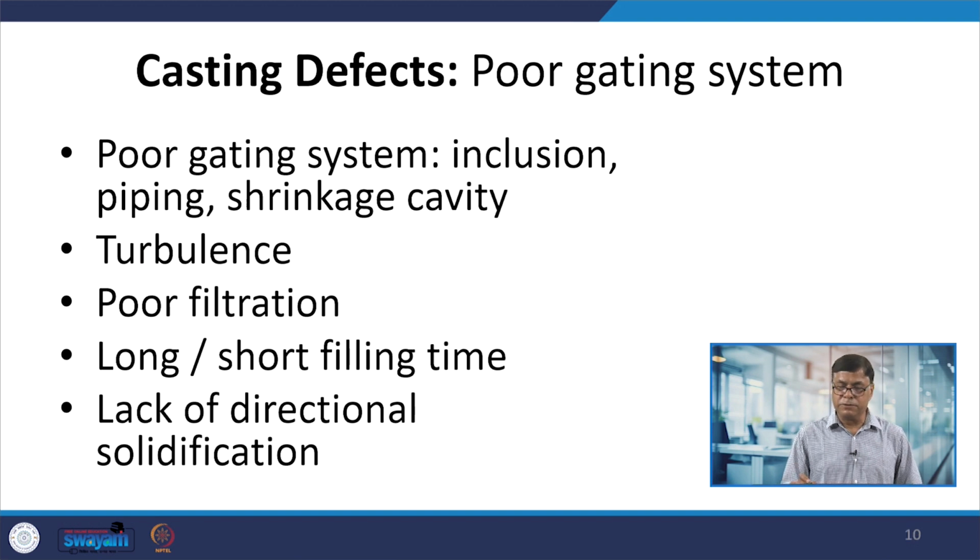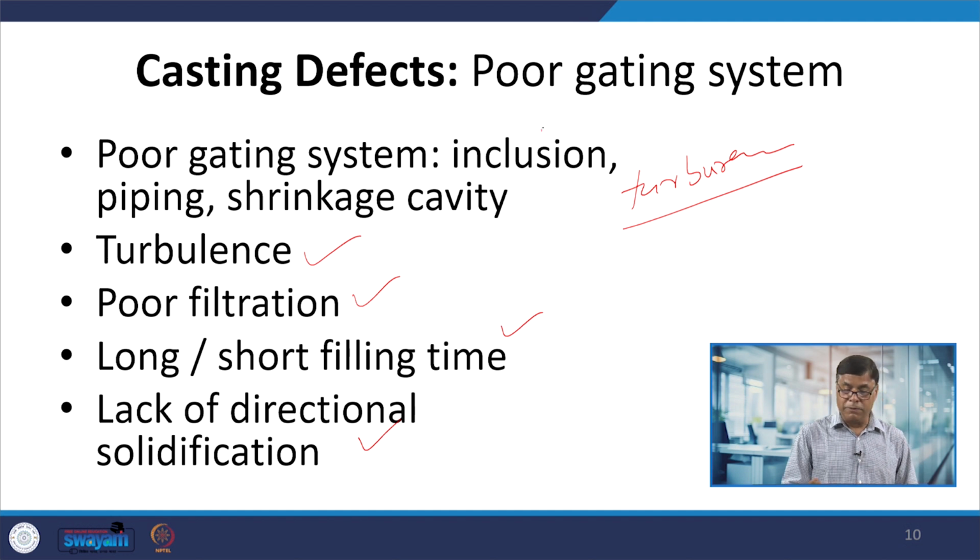So, the casting defects due to poor gating systems are promoted primarily by excessive turbulence experienced by the molten metal. Poor gating system design can lead to multiple issues like turbulence, poor filtration, short or long filling time, or lack of directional solidification. If these issues are there, they will promote inclusions, piping defects or shrinkage cavities. So a proper gating system has to be designed to make a sound casting. Let me elaborate on this a little bit.